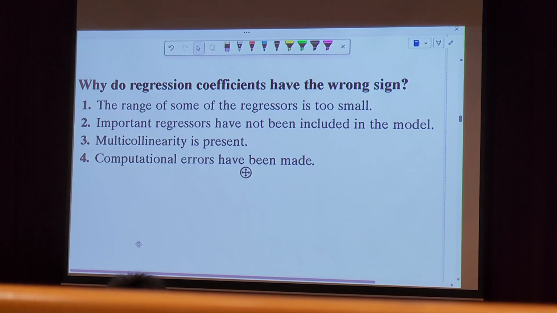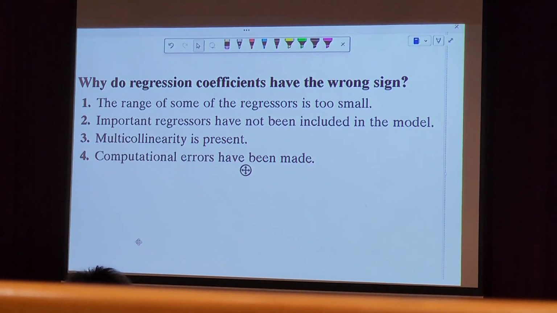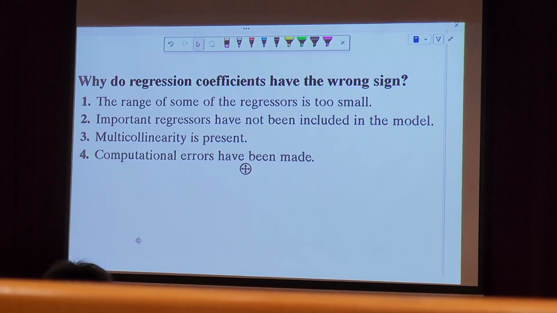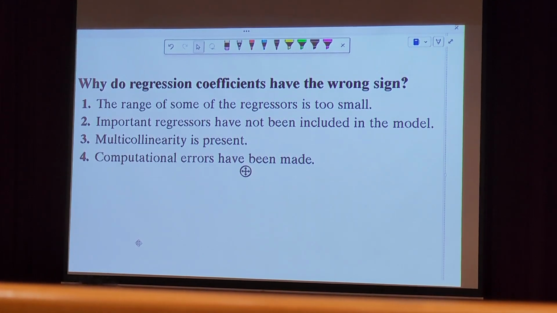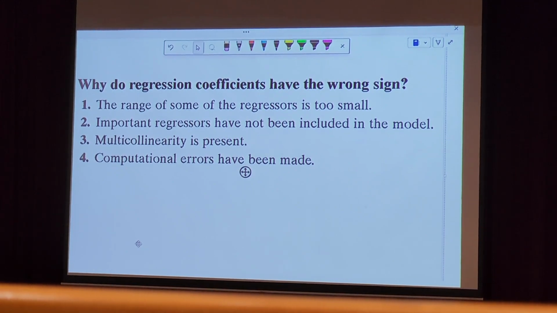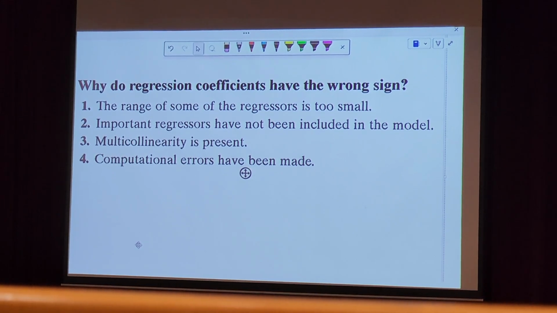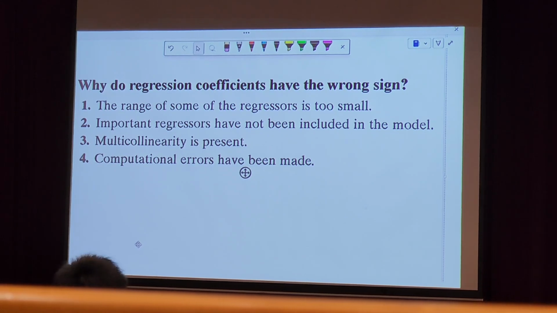So the next topic that I want to talk about is, why do regression coefficients have the wrong sign? Well, there are 4 reasons here. One, the range of some of the regressors is too small. You didn't collect enough data. Like the age in this data set ER2103. The age is just maybe 19 to 22. The range is very small. I should expand it a bit more.